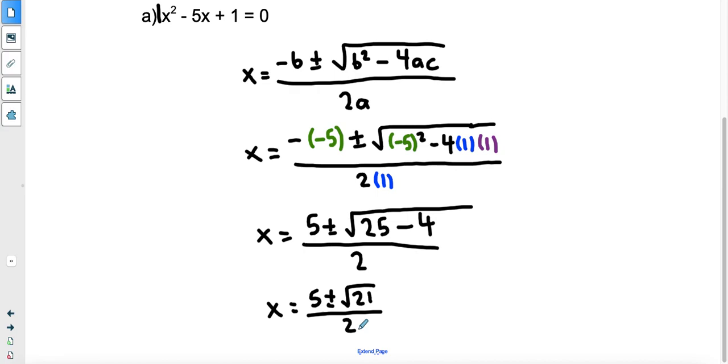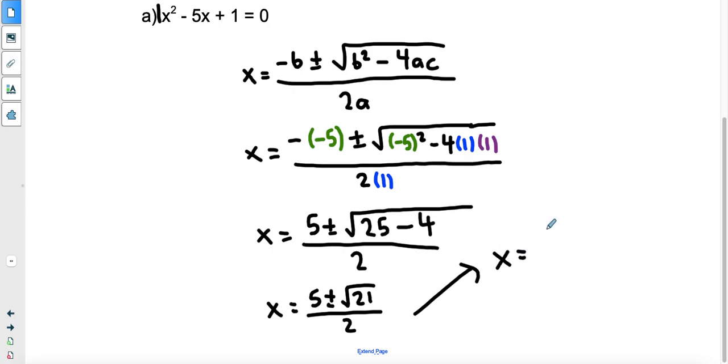And really, there are two solutions here, right? You'll notice there's a plus or minus here. This plus or minus really tells us there are two solutions. There's going to be one solution here that involves adding, and another solution that involves subtracting, right? Because the plus or minus here tells us we're adding or subtracting to find our answer. So, again, there's two solutions.